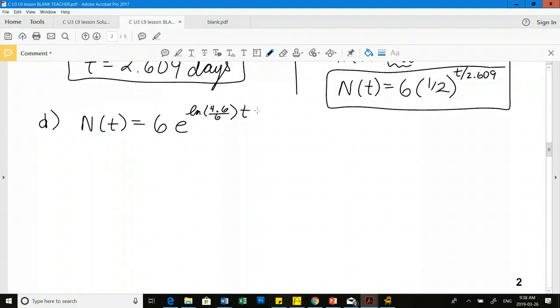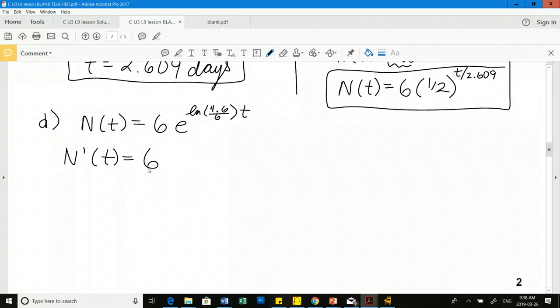times t. Okay, what's important for us to remember before I take the derivative of this is that the ln of a value like 4.6 over 6 is just a number. Okay, so this ln of something is a number like any old number. Like it could be 2t. So just keep that in mind as you're finding the derivative. So when we derive this, the 6 is a constant multiple that will just hang out front.